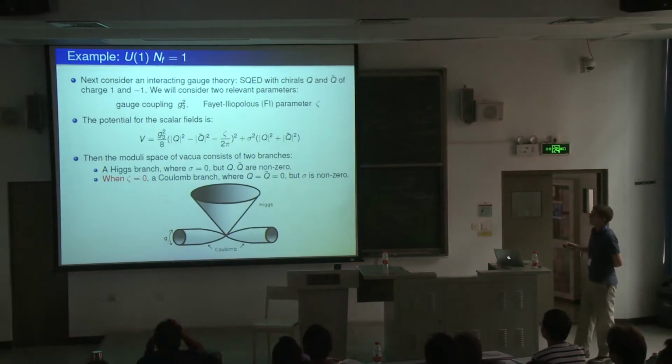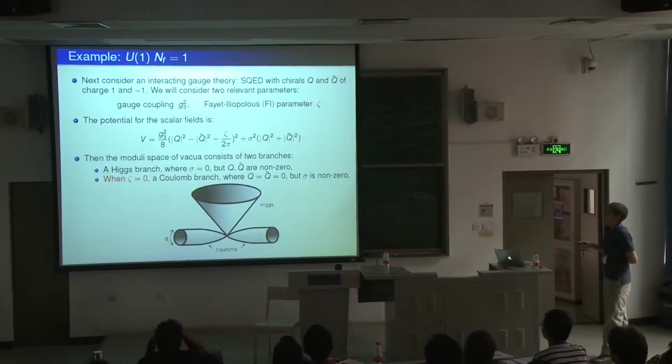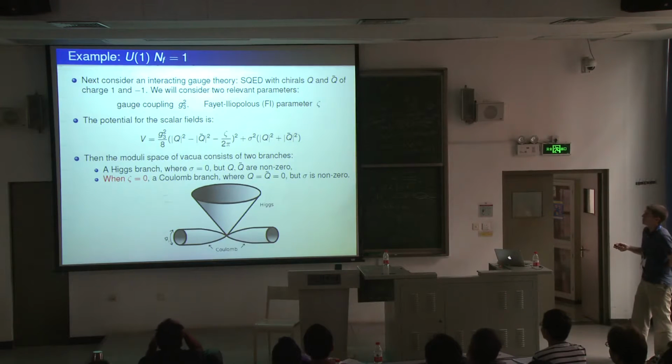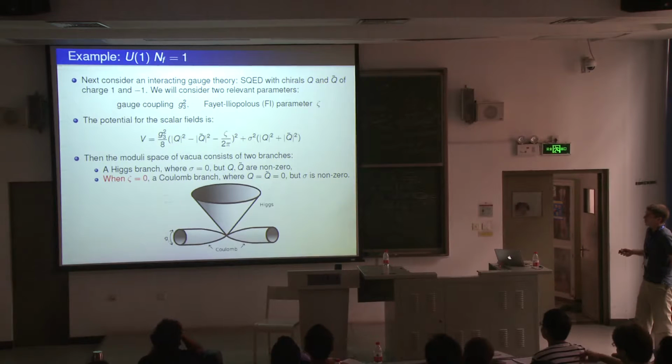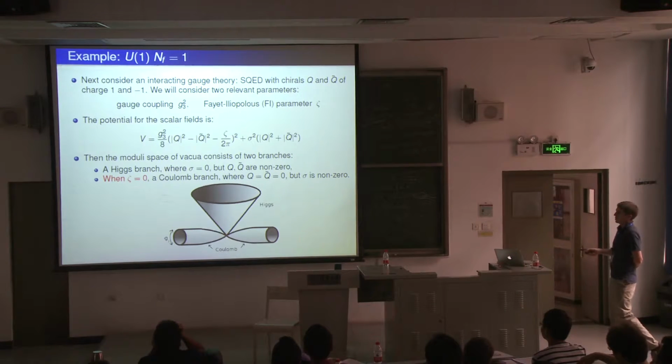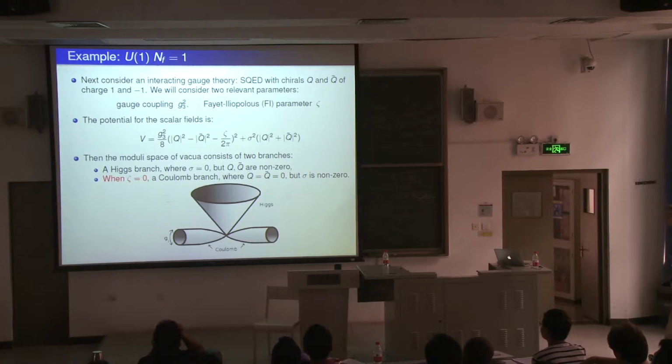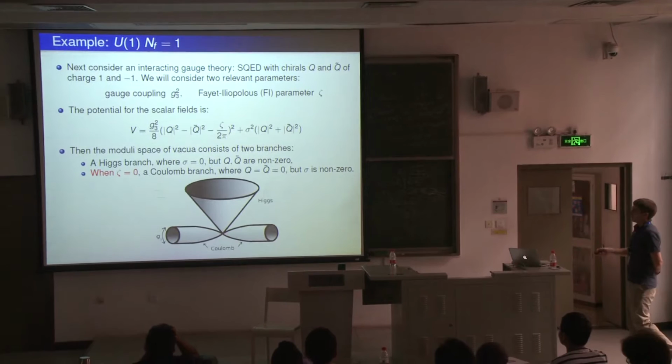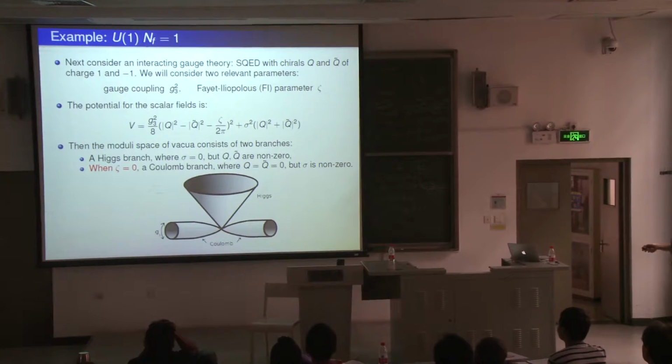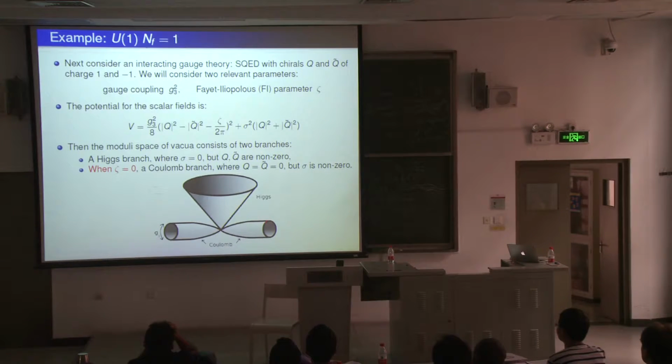And we'll consider it, you can convince yourself that there's two branches: a Higgs branch where the chirals Q get VEVs, and a Coulomb branch where sigma gets a VEV. But note that when that happens, the Q's have to vanish, and then in order for this term to vanish, the Fayet-Iliopoulos parameter has to be 0. So this Coulomb branch only arises when we set the FI parameter to 0, whereas the Higgs branch is always there. So the moduli space of this theory at zeta equals 0 looks something like this.